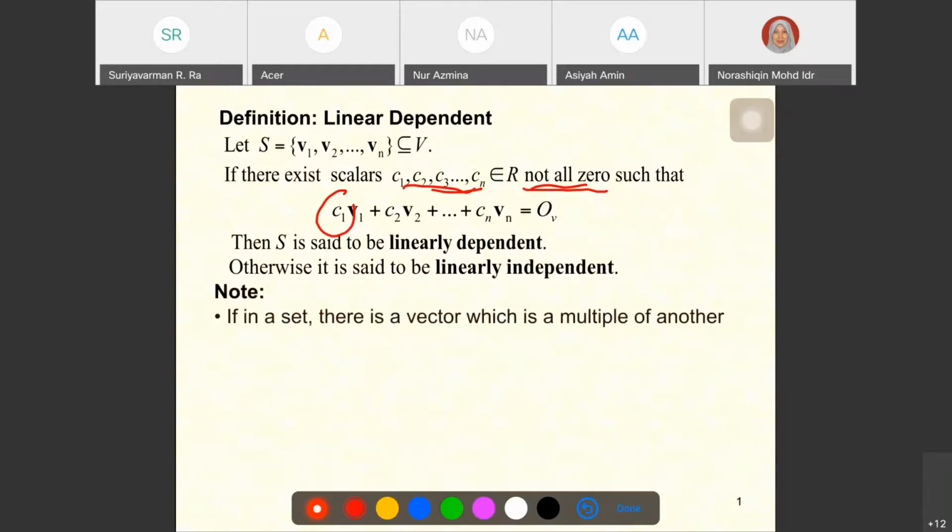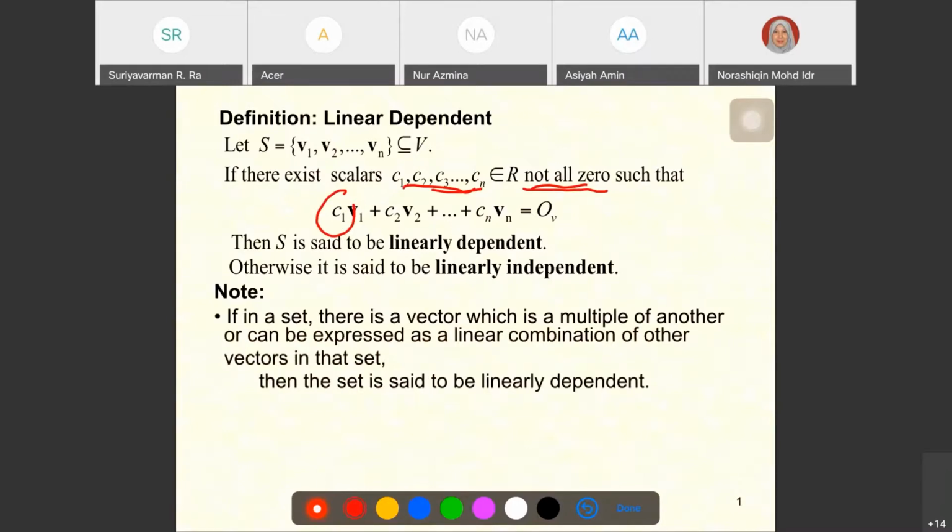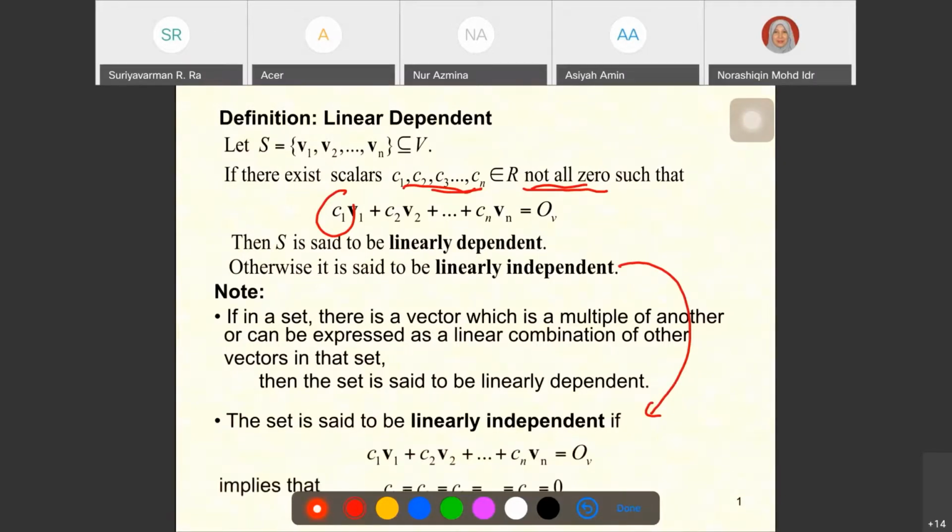Another shortcut way to see whether it is dependent or not. If there is a vector which is a multiple of another or can be expressed as a linear combination of other vectors in the set, then the set is said to be linearly dependent. Alright, what I said just now is this line. The set is said to be linearly independent if all the C's are zeros.